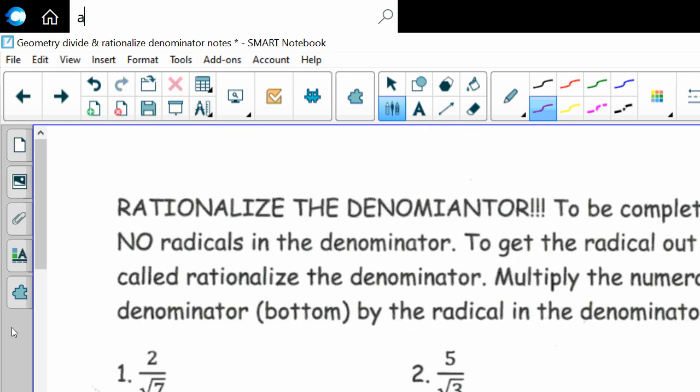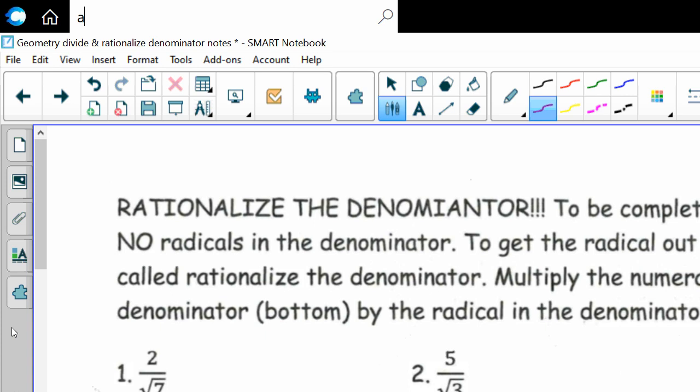So now let's review what's called rationalizing the denominator. To be completely simplified, there can be no radicals in the denominator. To get the radical out of the denominator is called rationalizing the denominator. In order to do that, you multiply the numerator, which is the top, and the denominator, the bottom, by the radical in the denominator that you're trying to get rid of.